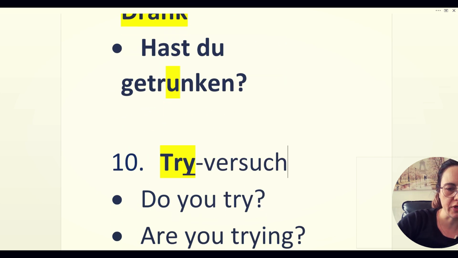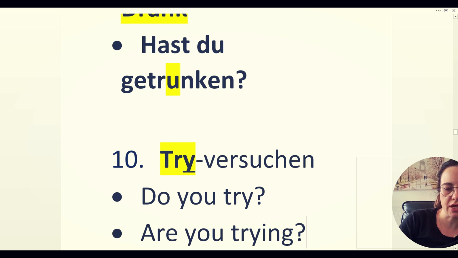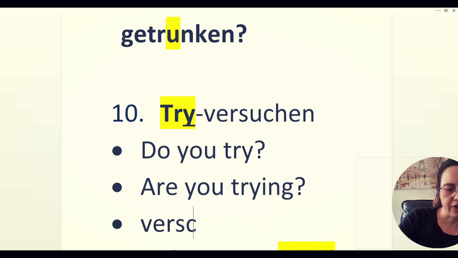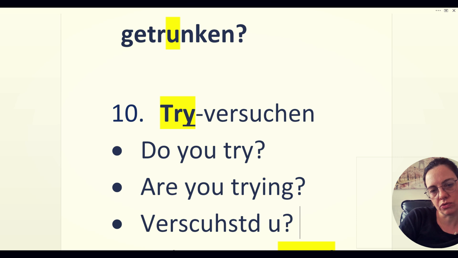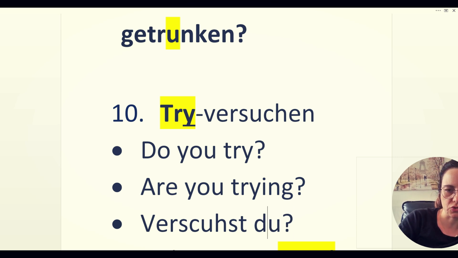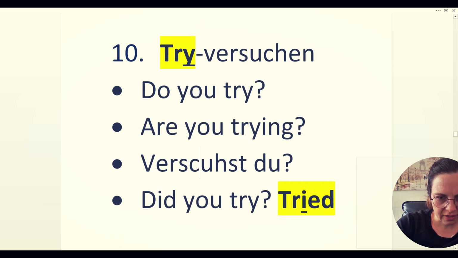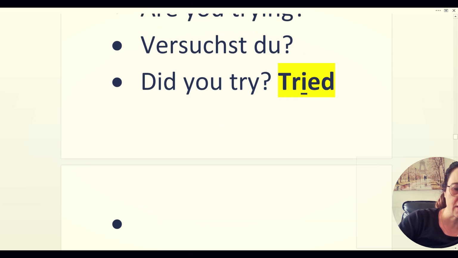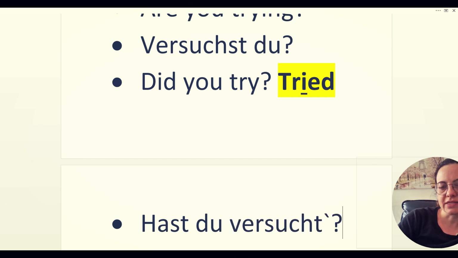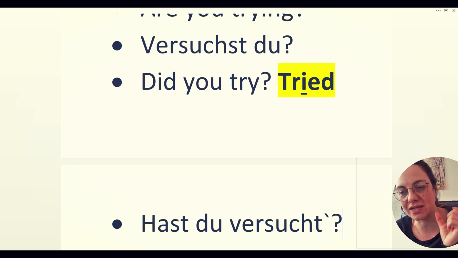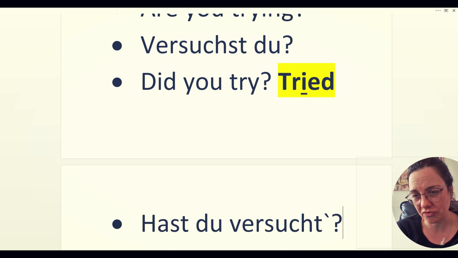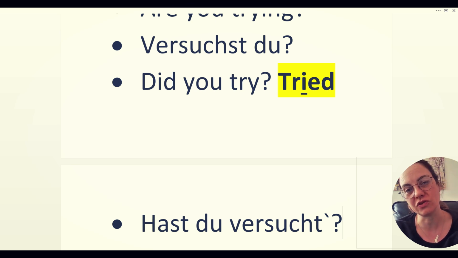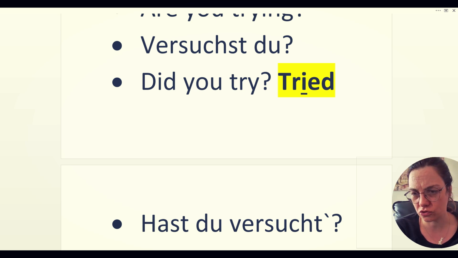Try is versuchen. Do you try? Are you trying? Versuchst du? It's a regular one in Präsens. But "did you try"? Hast du versucht? It's the same as verstanden. So "ver" is not a separable prefix, so we don't put "ge". Versucht, verstanden. Hast du versucht?